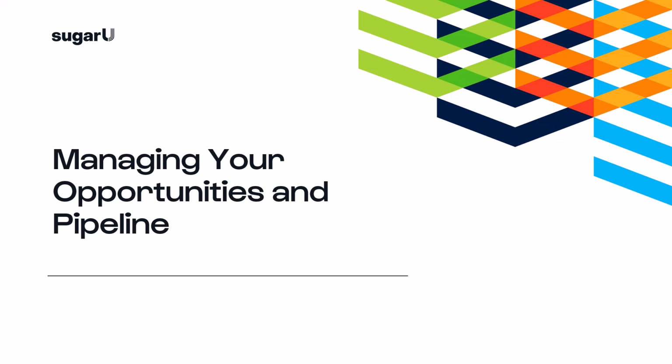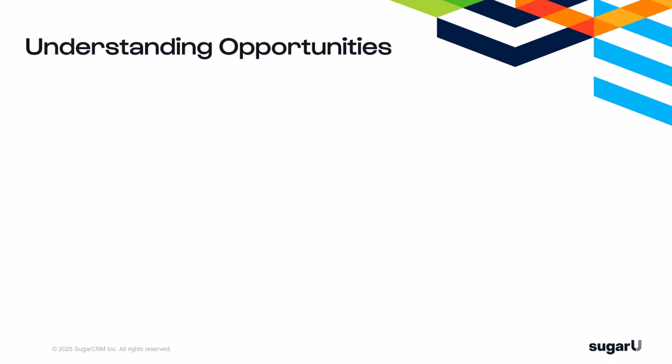This video will teach you how to manage your opportunities and sales pipeline. First, let's define what an opportunity is. An opportunity in Sugar CRM represents a potential sales deal or business transaction being tracked within the CRM. It reflects a chance to sell products or services to a customer or prospect.